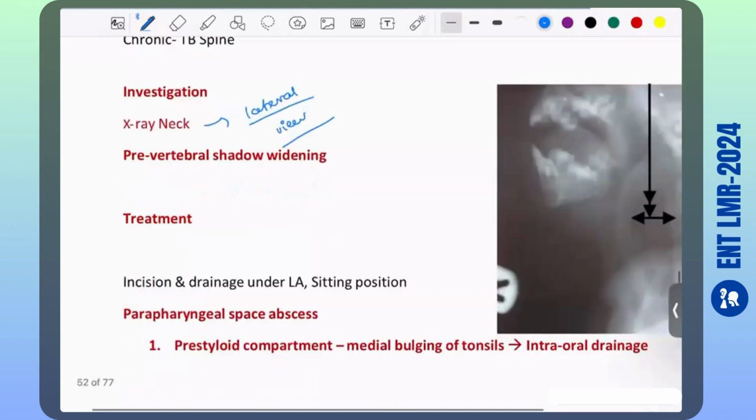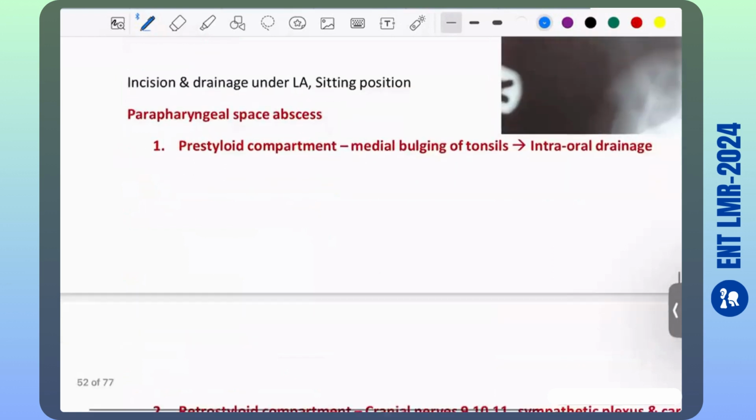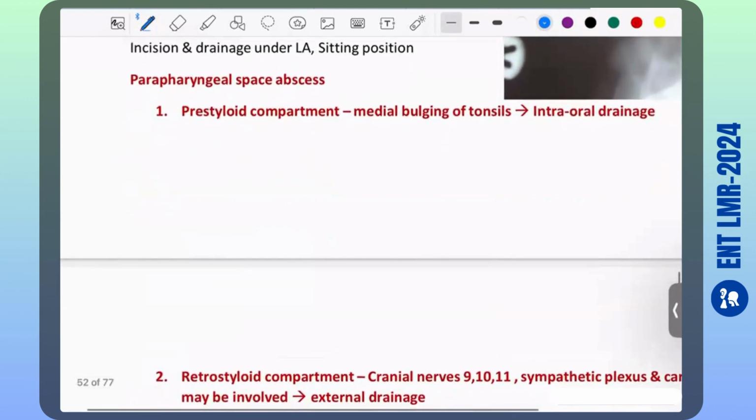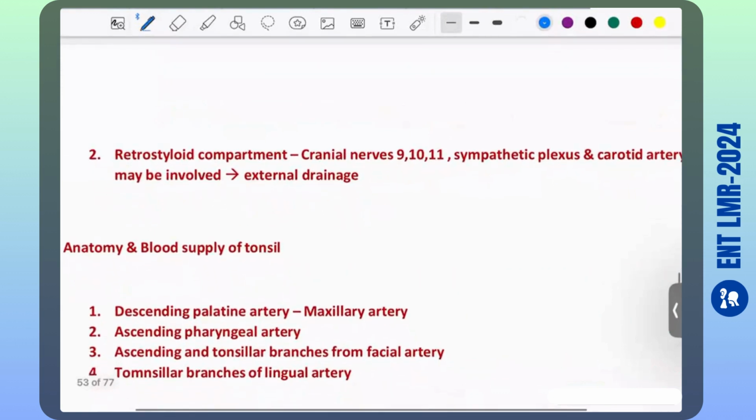Okay. Next one is parapharyngeal space abscess. The parapharyngeal space abscess is having 2 compartments. One is pre-styloid compartment. Second one is retrostyloid compartment. So pre-styloid compartment, there will be medial bulging of tonsil. We could do an intraoral drainage. Retrostyloid compartment is very, very important. It could cause involvement of cranial nerves 9, 10, 11, sympathetic plexus. Carotid artery may also be involved.